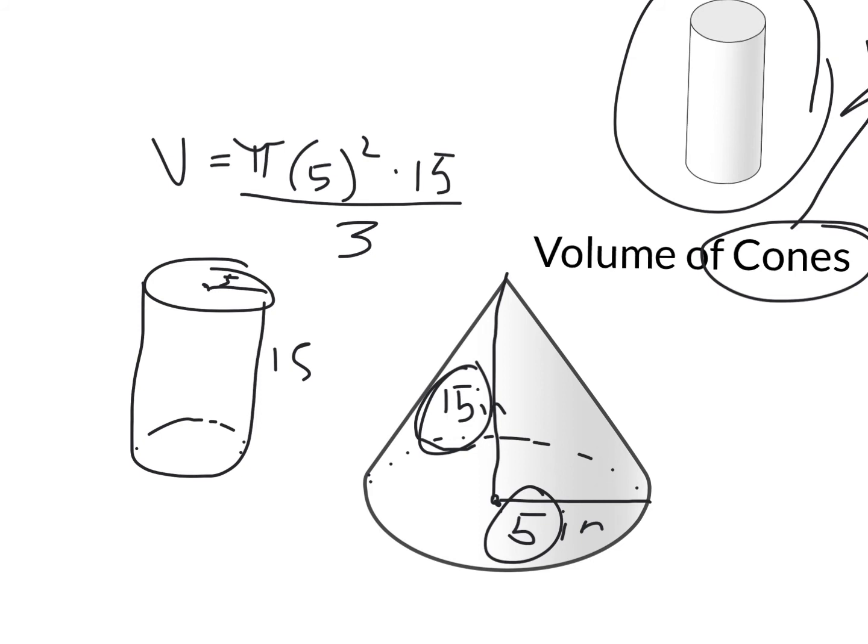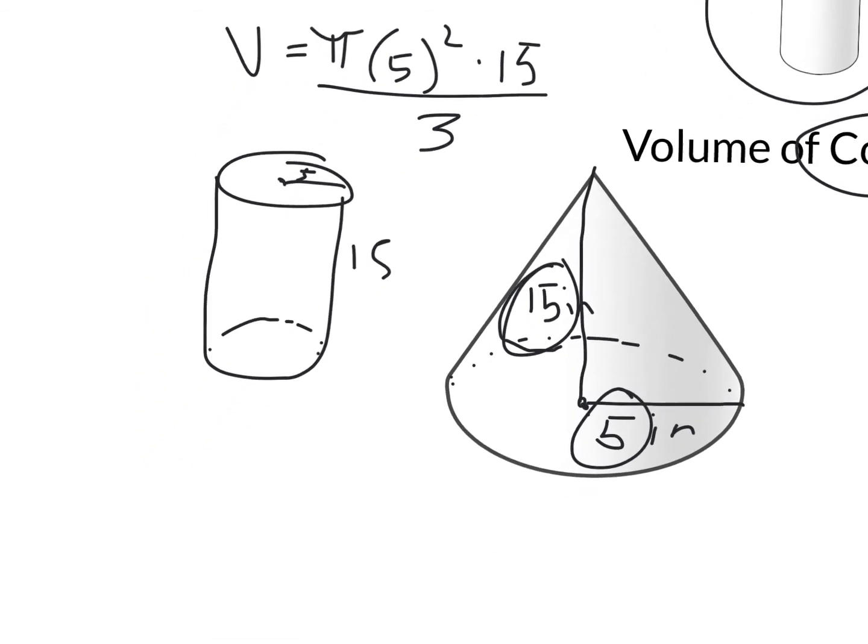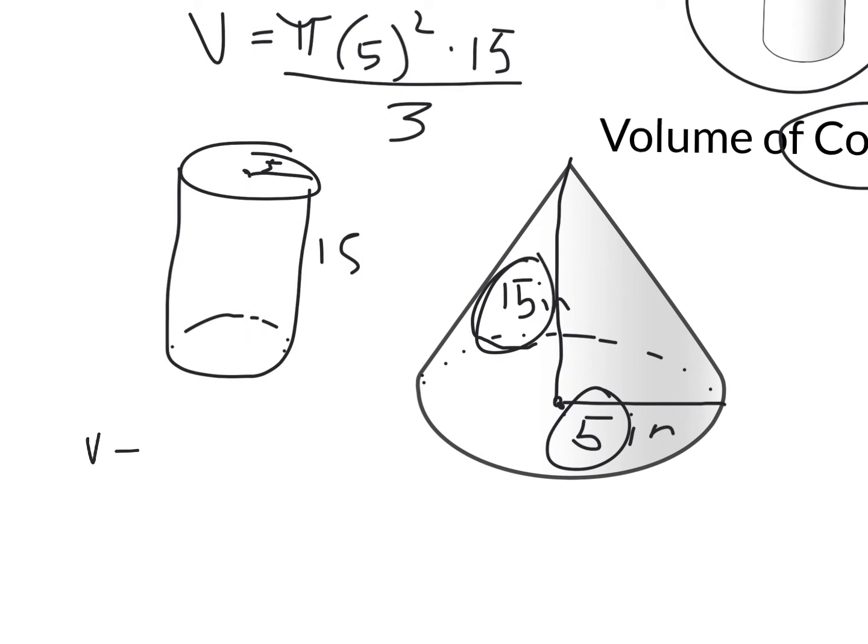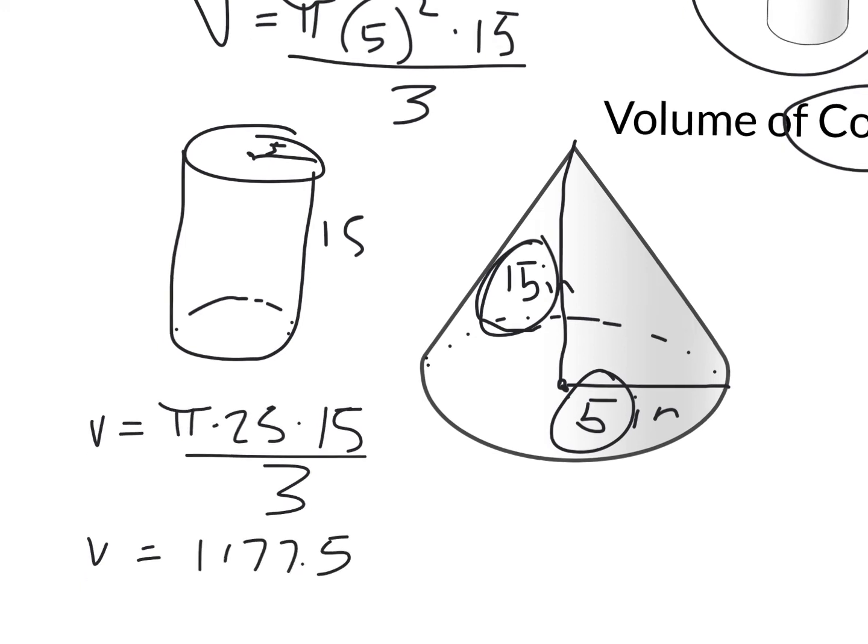So we have a radius of 5, which we're going to square and make 25. So volume equals pi r squared. 5 squared is 25, so times 25 times 15 divided by 3. I'm going to do pi times 25 times 15, and I get 1,177.5, so volume equals 1,177.5, and that's all divided by 3.